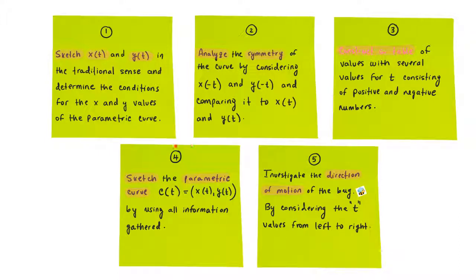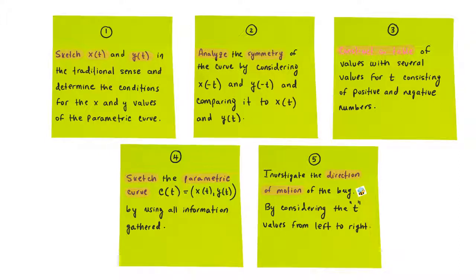Then step number 4 was now to sketch the parametric curve. I already had all of the ordered pairs from the table. I would just go ahead and sketch those points on the xy plane and then connect them with a smooth curve. And then the 5th step was tracking the journey of our bug. We needed to determine the direction of motion of the curve.